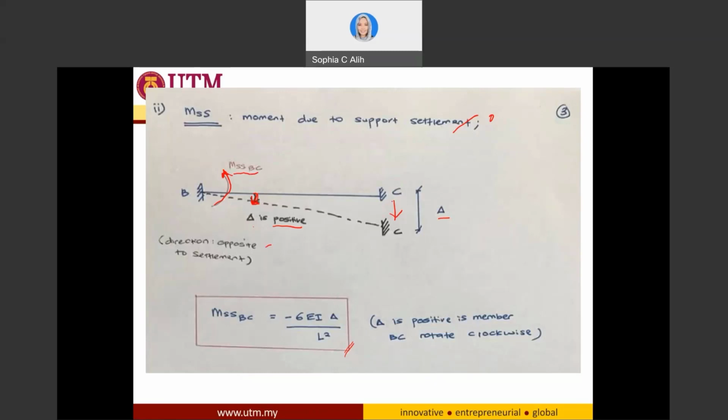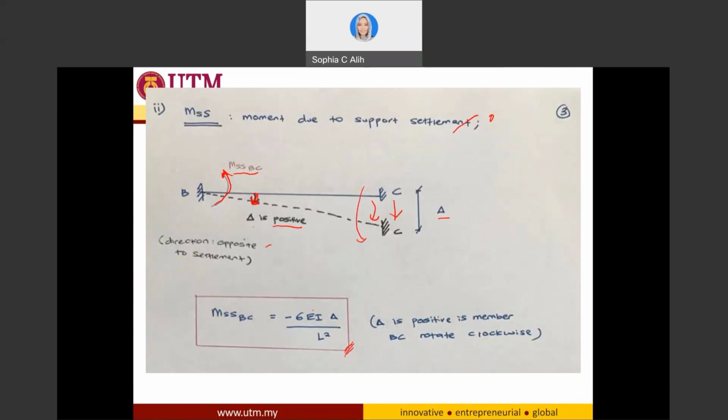Okay, so at the end of CB, again, you will have the settlement in this direction. So similarly, if it is clockwise, your moment due to support settlement is going to be in the opposite direction, that is the counterclockwise direction. It's something like this. Now the equation you use to calculate the moment due to support settlement is this one: negative 6 EI delta over L square.